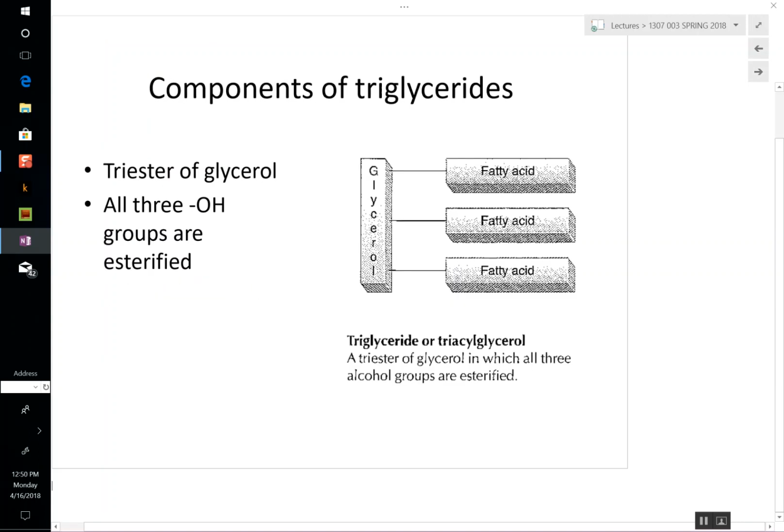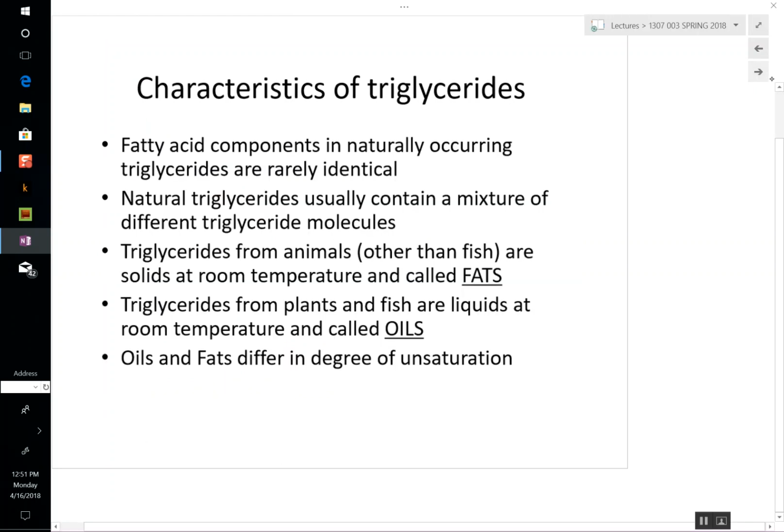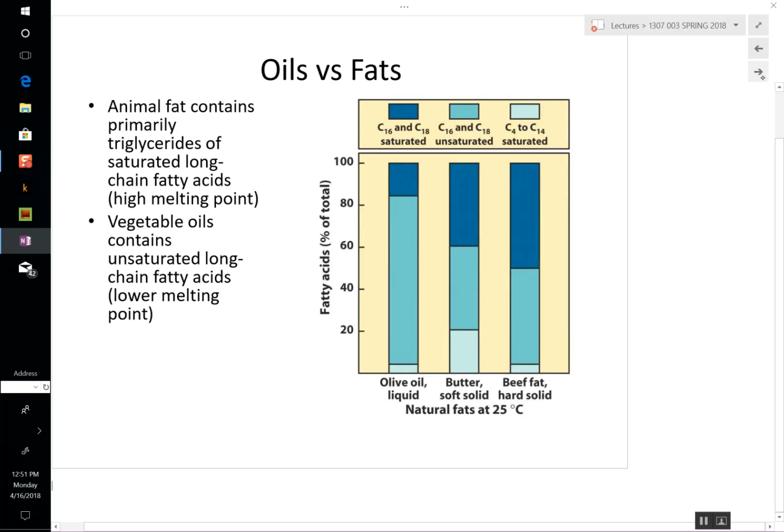This slide, in a real basic drawing, is showing you the major components of a triglyceride: glycerol backbone, 3 fatty acids. And this is just showing you, here's olive oil. Here's your oleic acid in olive oil. It's not all oleic acid. It's got 2 other fatty acids in there.